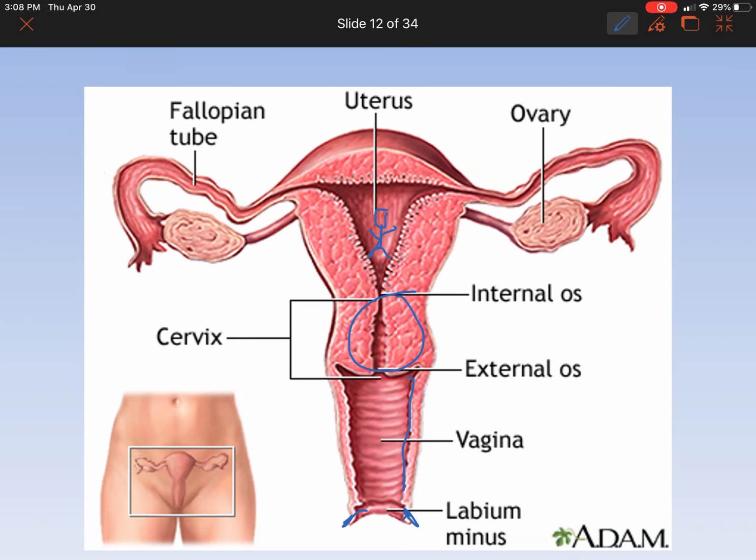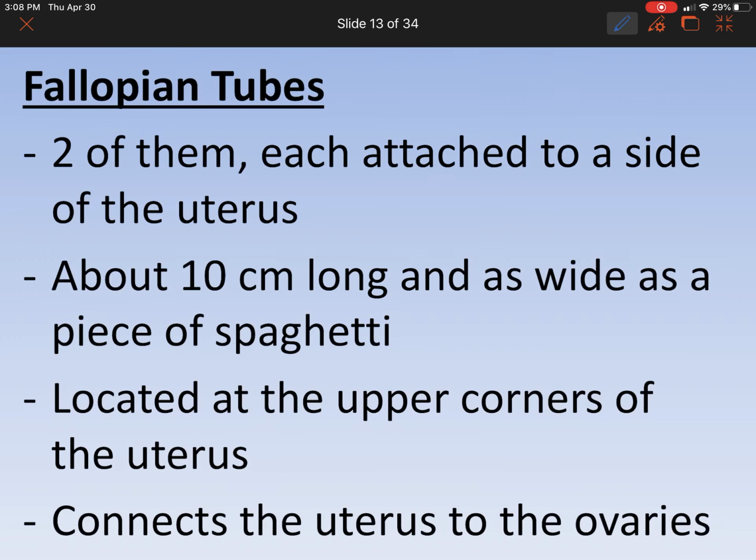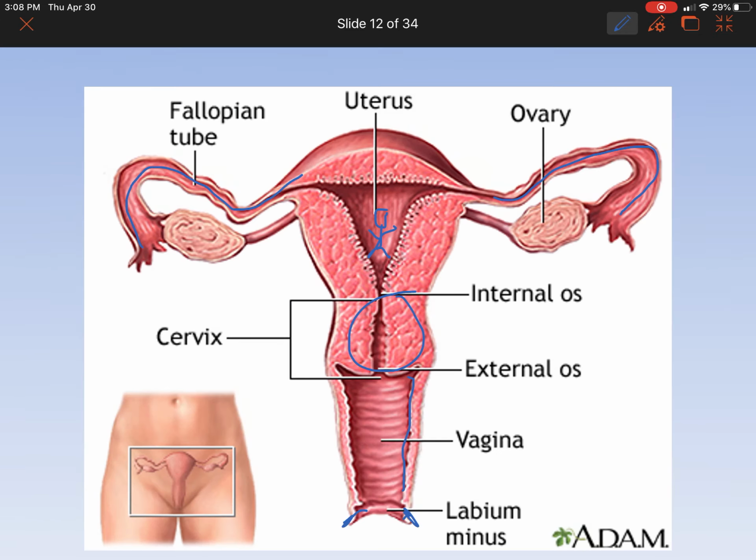Now the fallopian tubes, let's go back here. These are the fallopian tubes here, okay? So you've got two of them. They're each attached to a side of the uterus. They're about 10 centimeters long, and they're only about as wide as a piece of spaghetti. So they're located at the upper corners of the uterus, and they connect the uterus to the ovaries. If you look here, they don't technically connect, but they're these little fingers, kind of little flanges here.